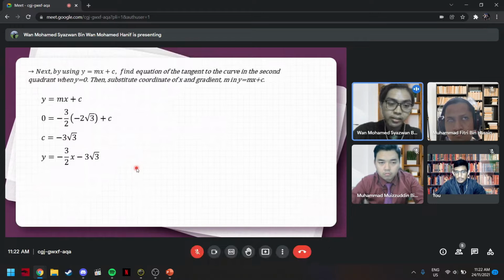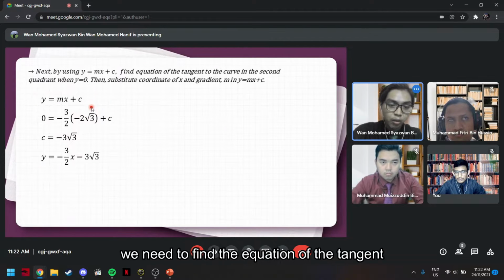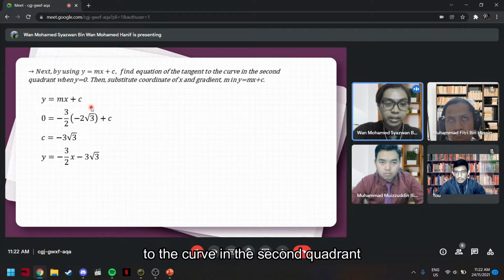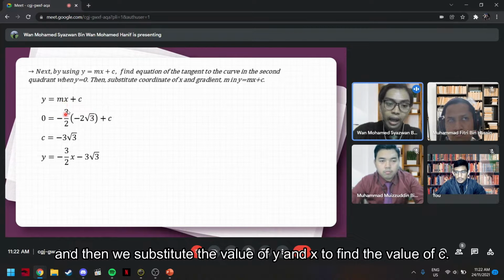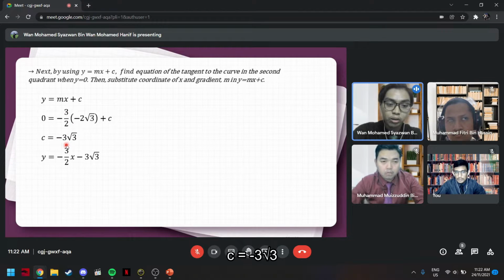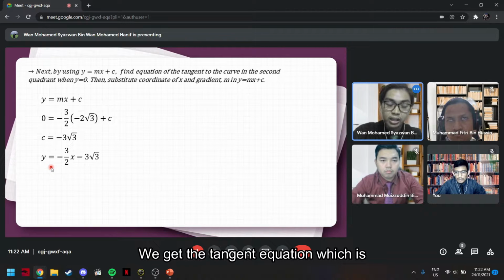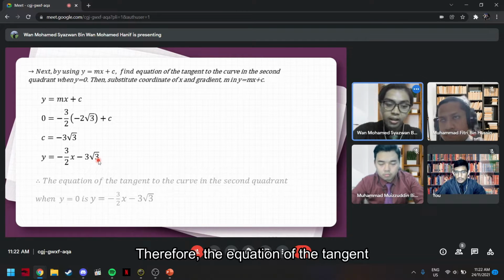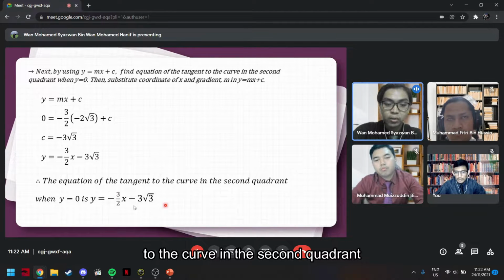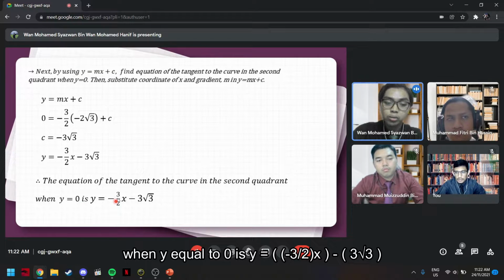And then last but not least, by using y = mx + c, we need to find the equation of the tangent to the curve in the second quadrant when y equals 0. First, the formula y = mx + c, and then we substitute the values of y, m, and x to find the value of c. After the calculation, we get c equals negative 3 sec 3. And then we get the tangent equation, which is negative 3 over 2 x minus 3 sec 3. Therefore, the equation of the tangent to the curve in the second quadrant when y equals 0 is y = negative 3 over 2 x minus 3 sec 3.